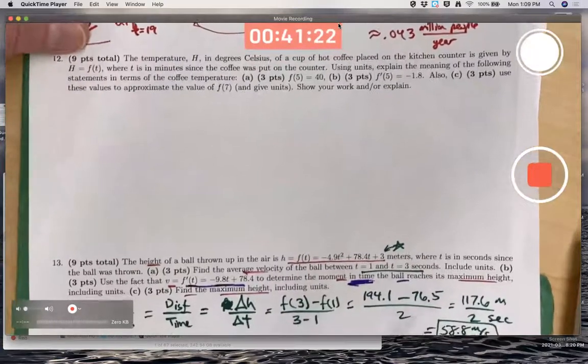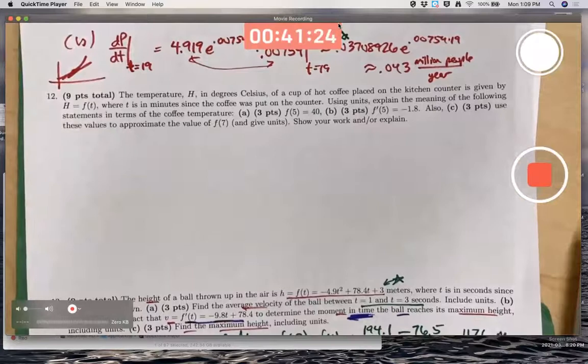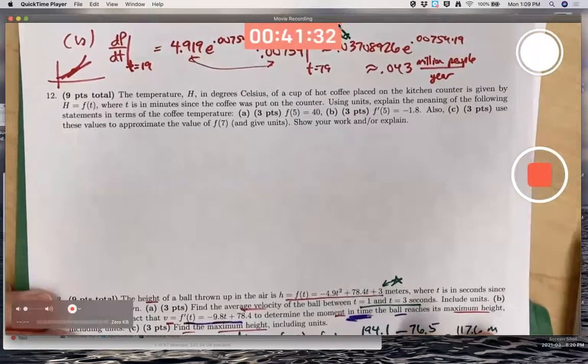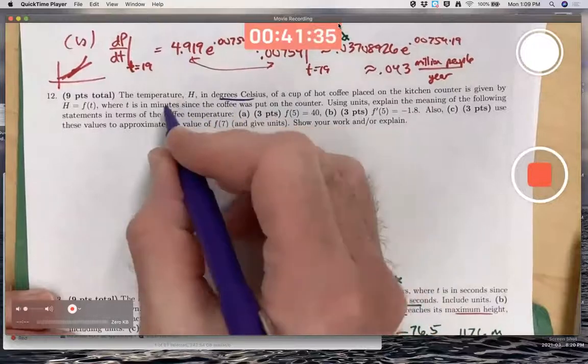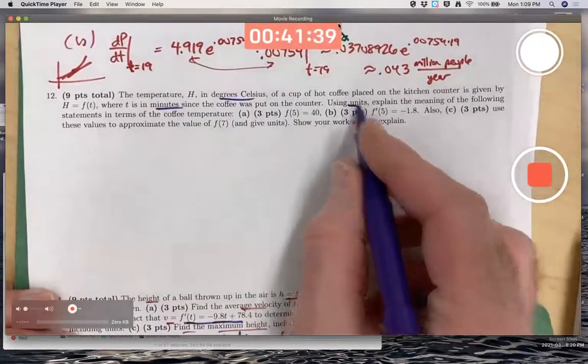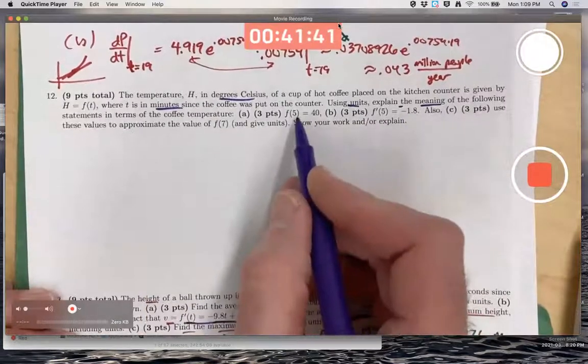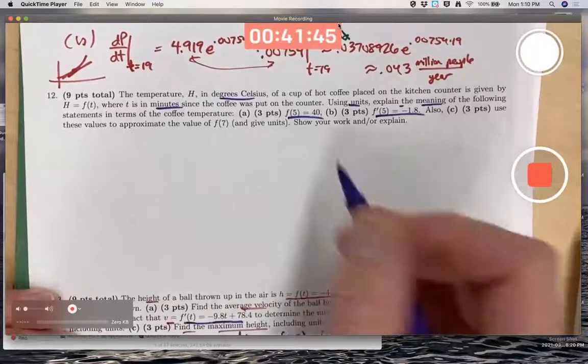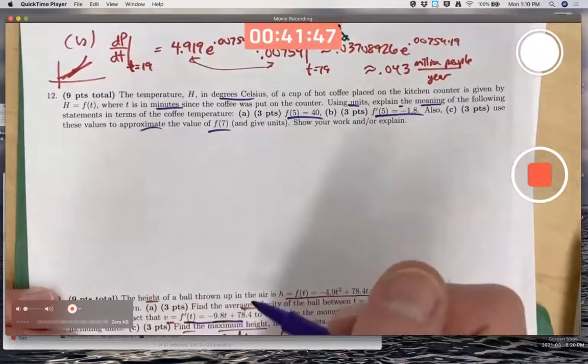Look at 12 next, more rate of change ideas here. Temperature H of a cup of hot coffee is a function of time. H is in degrees Celsius, time is in minutes. Using units, explain the meaning of these statements: F of 5 is 40 and F prime of 5 is negative 1.8, and also approximate F of 7.